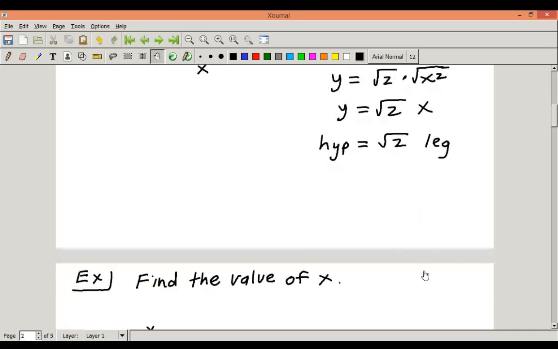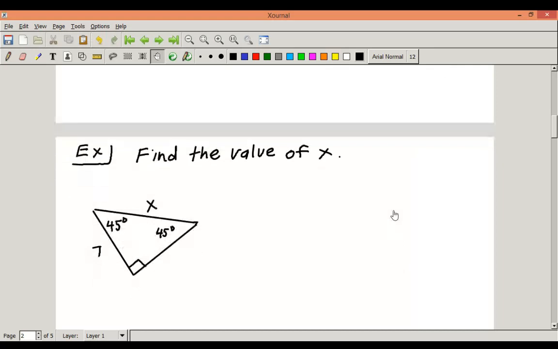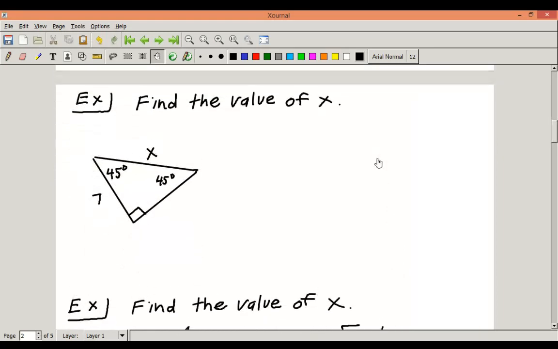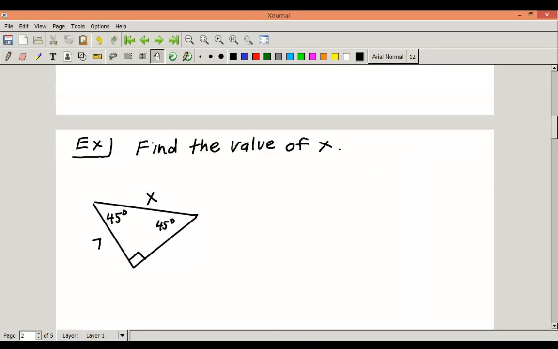So let's take a look at an example that's going to use that. Here's why you want to know this theorem, because of its shortcut value. So the directions say find the value of x. So you see the 45-45-90 triangle there. You know one leg is 7, and of course you would know the other leg is 7 because the legs are congruent, but that's not what the question is asking. It says, what's the value of x?